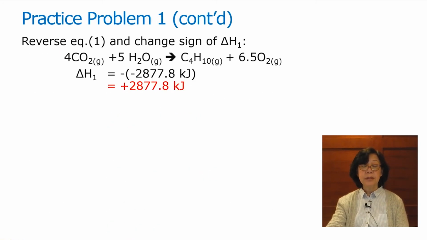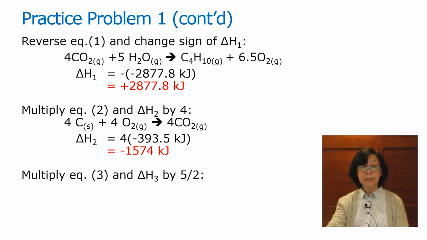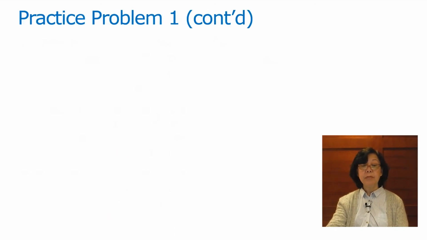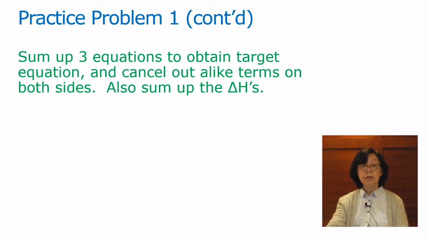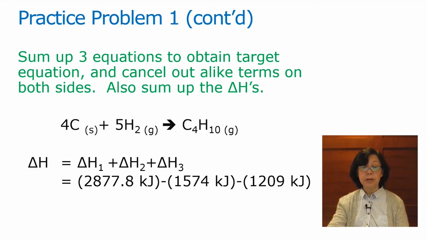So this is a recap of what I just said earlier. Once we have done these changes, now we can add them up to have the overall enthalpy change for the target equation, which then comes up to be 95 kilojoule.